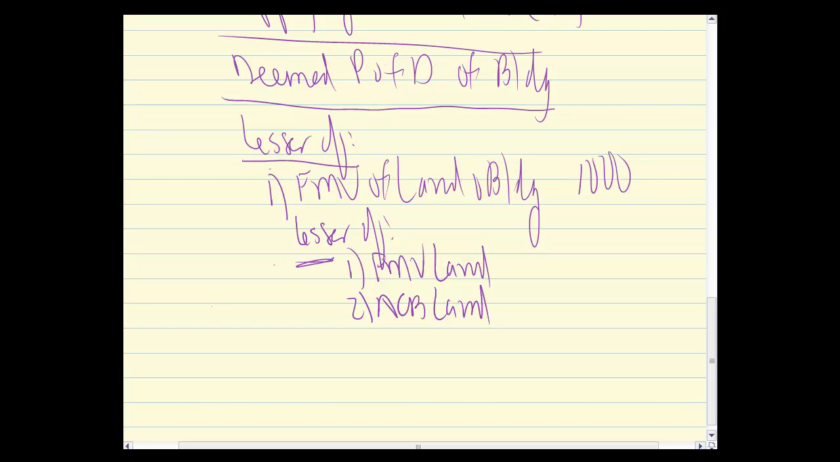Why do they use a lesser of number? They want the land number low, the building number high. Right? So the $1 million here, the fair market value of the land is a million. The ACB of the land is 80. The lesser of those two numbers is 80. So that is 920.